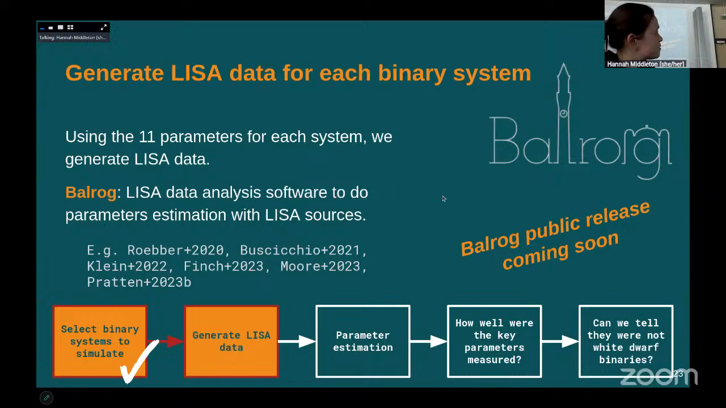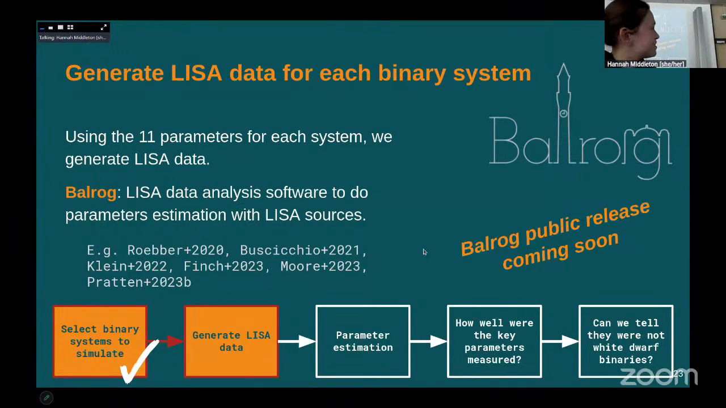So we're using software called Balrog, which is being developed in Birmingham and also elsewhere, with which the objective is to be able to do LISA data analysis, to generate data and do parameter estimation with LISA sources. So there are several papers using this software, and we're actually in the middle of trying to make the code public. So we're really hoping that we'll be able to have it in an easy to install format and, you know, available for people to use quite soon. At the moment, we're mainly working on documentation, but these things take time.